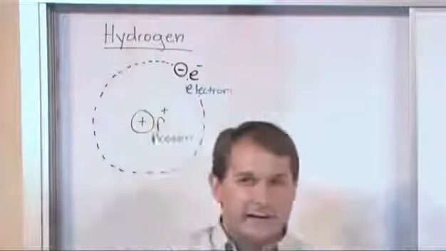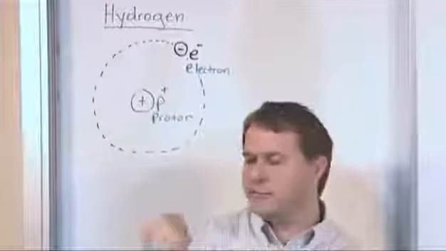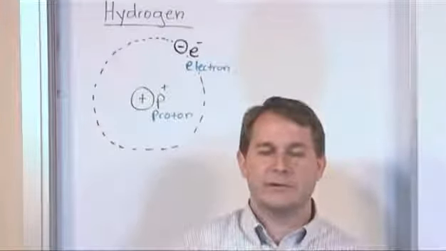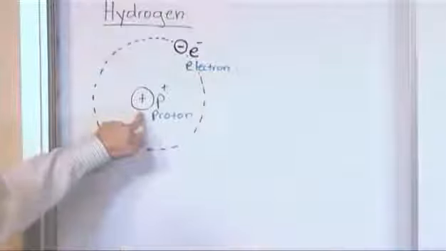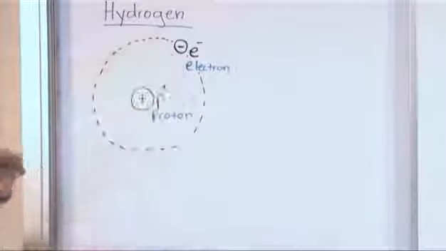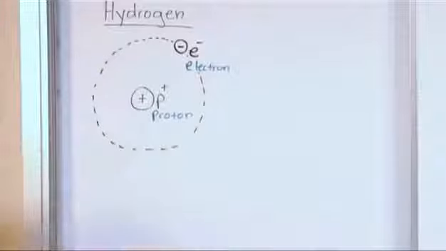Now your body has billions and trillions of electrons and protons, and they're all doing their thing down there at the atomic level. So they're all whizzing around and doing their thing here. So we have a positive charge in the center and we have a negative charge on the outside. There are no neutrons in a pure hydrogen atom. We'll talk about that here in just a few minutes.